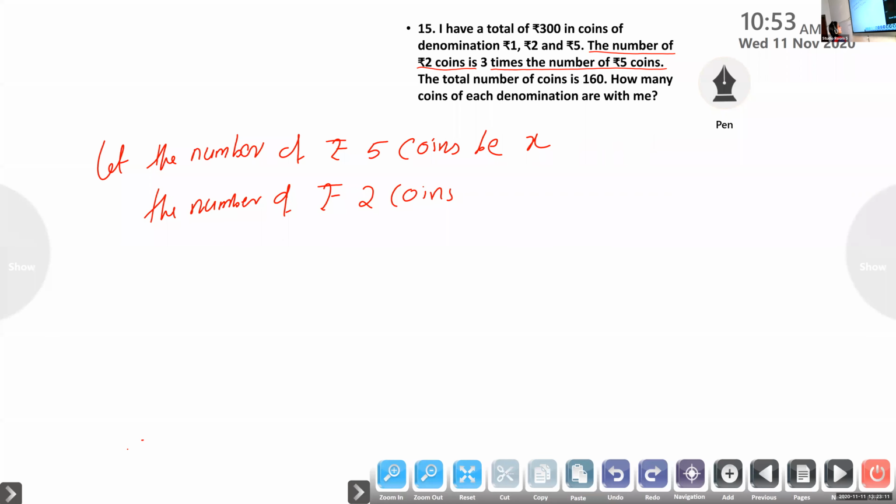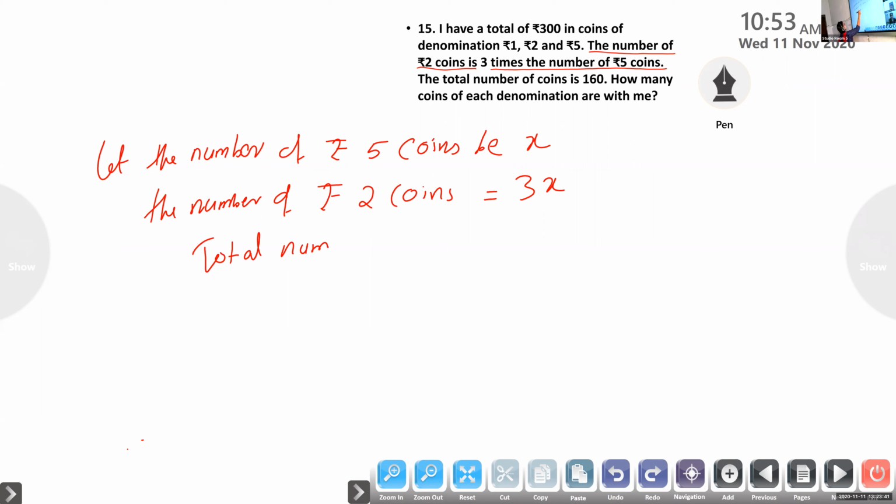Two coins will be 3x, because the number of rupees 2 coins will be 3 times the number of rupees 5 coins. And given that we have a total of 160 coins, the number of rupees 5 coins is x, the number of rupees 2 coins is 3x. Then what will be the total number of coins?